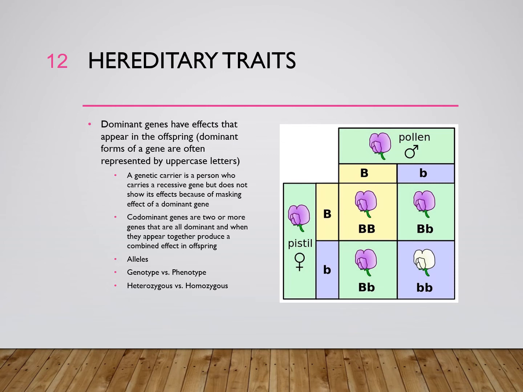Now, alleles can also be heterozygous or homozygous. Hetero meaning they're different from each other. So that would be the big B and the little b. Homozygous means they're the same. So it could be a big B from mom and a big B from dad, or a little b from mom and a little b from dad.